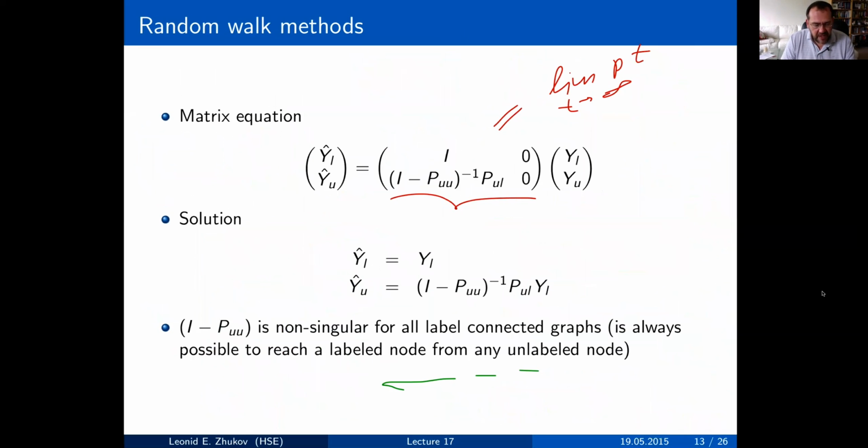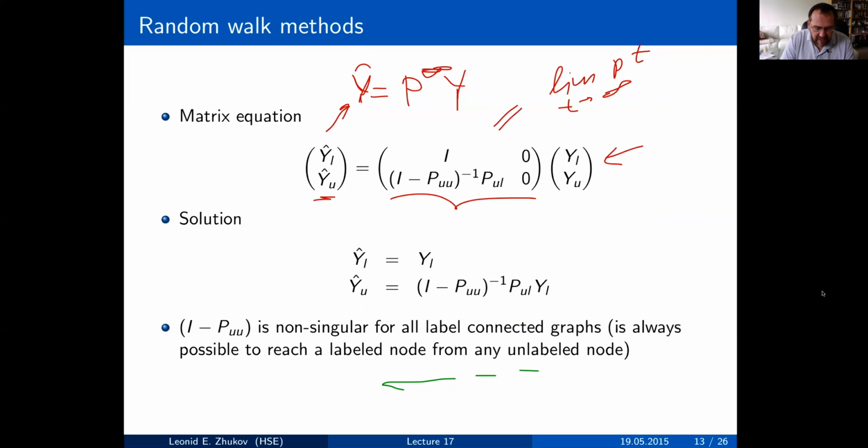Now, if I split the matrix into those blocks that correspond to transition from labeled to labeled nodes and from unlabeled to labeled, I can write the equation y equals P infinity y. Why? I can write this equation in the matrix form. So the labels here are just split into the labels that we know, y sub l, and the labels that we don't know, y sub u. And this is the thing we need to find, and these are the things given to us. y sub l are labels known, y sub u unknown.